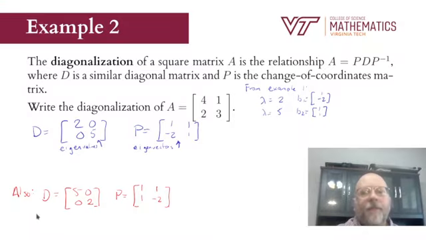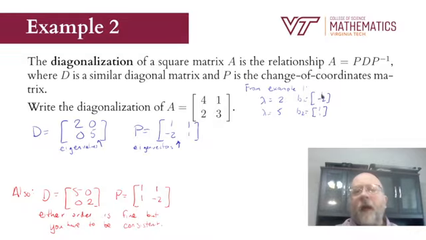So either order is fine, but you have to be consistent. When 2 goes into the left column, then 1, negative 2 goes into the left column. When 5 goes into the left column, then 1, 1 also goes into the left column. Okay? So the order doesn't matter as long as you are consistent about it.